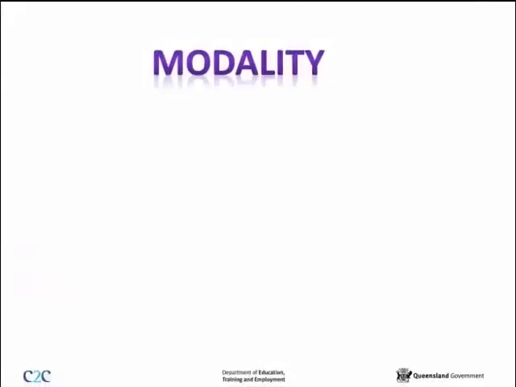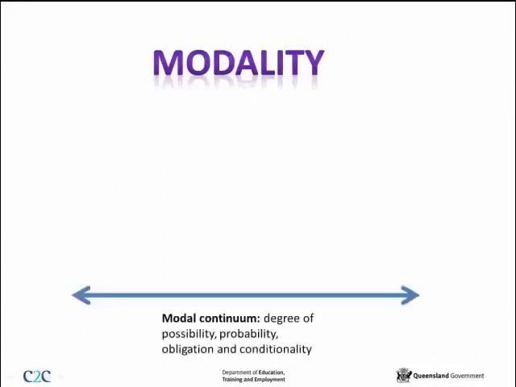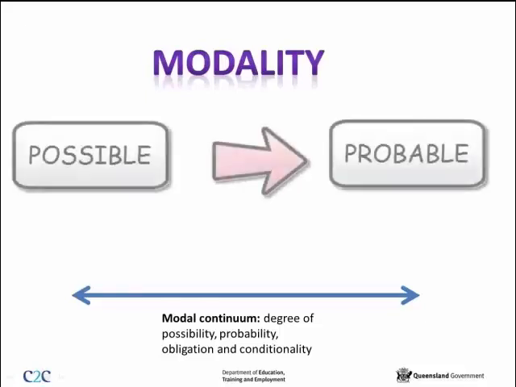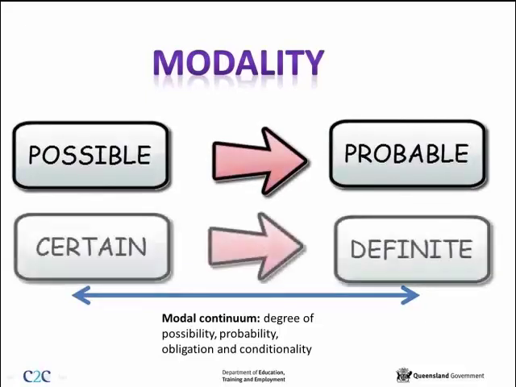Modality, particularly high modality, is often used in motivational speeches. It allows a speaker or writer to take a particular angle on events. That is, a way to express their assessment of possibility, probability, obligation, and conditionality. For example, the possibility that something might happen could range from possible to probable, from certain to definite. So you can think of modality on a continuum from low to high.